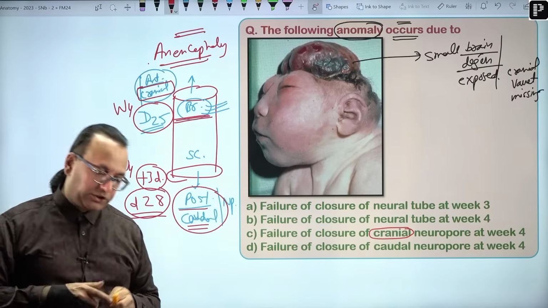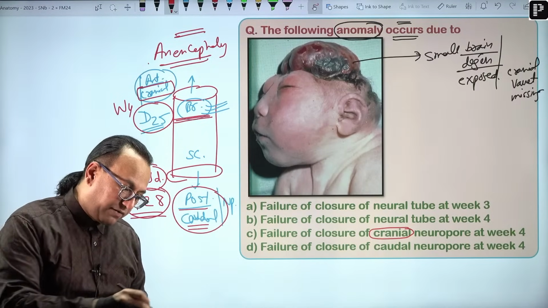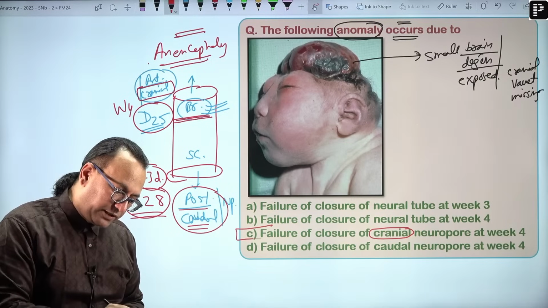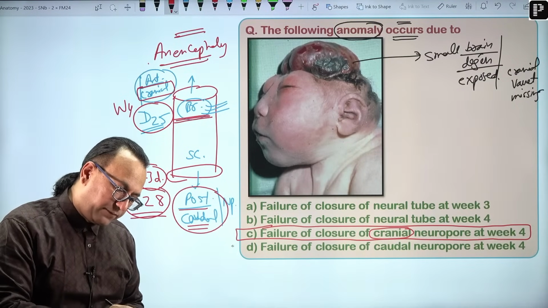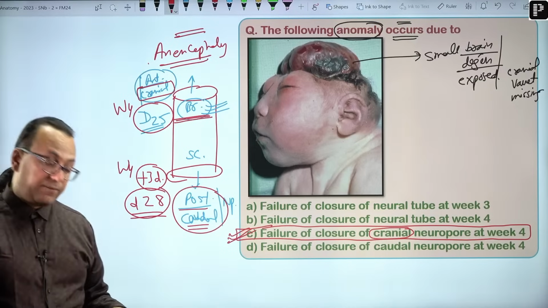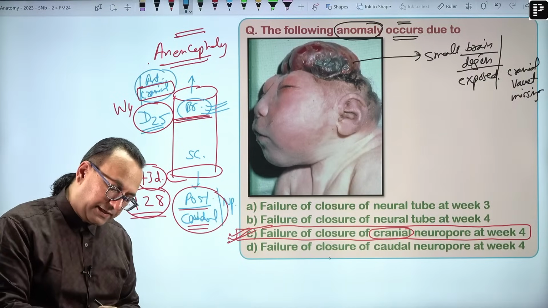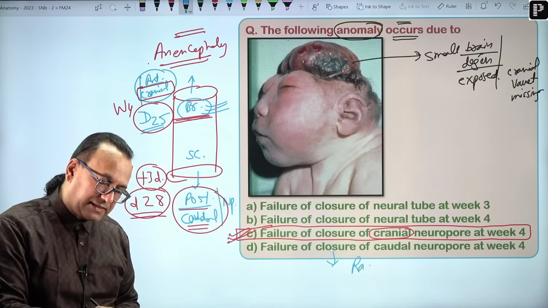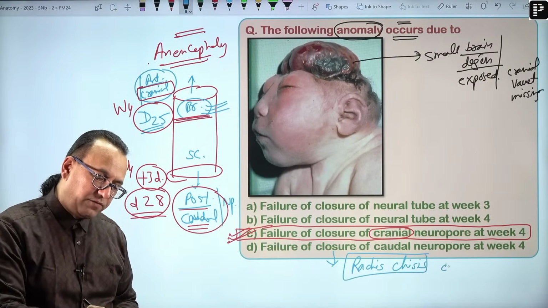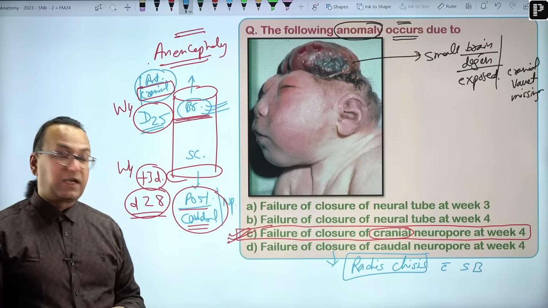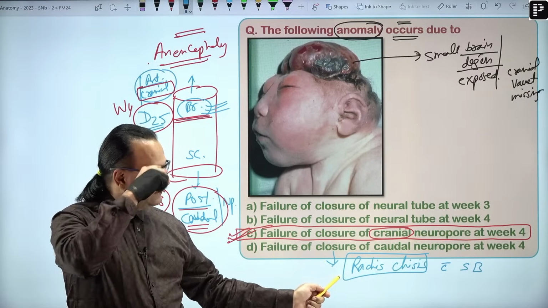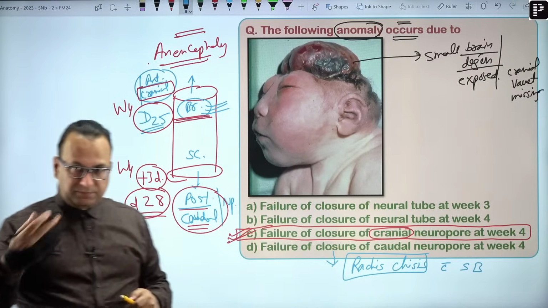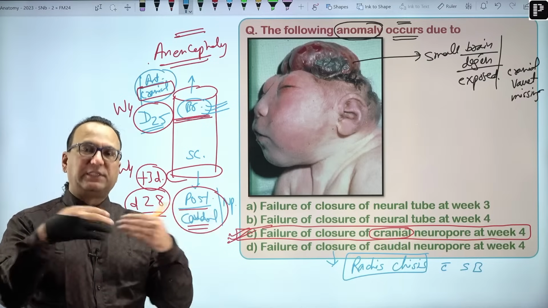So in this question, if we are searching for the answer, our answer will be choice number C, failure of closure of cranial or anterior neuropore at week number 4. If it is choice number D, then what you get here is called rachis. This is a situation which we call rachis, which is usually with the spina bifida. Let me show you a diagram also. But choice D will actually be a case of rachis, and it will be coming along with the bifid spine.